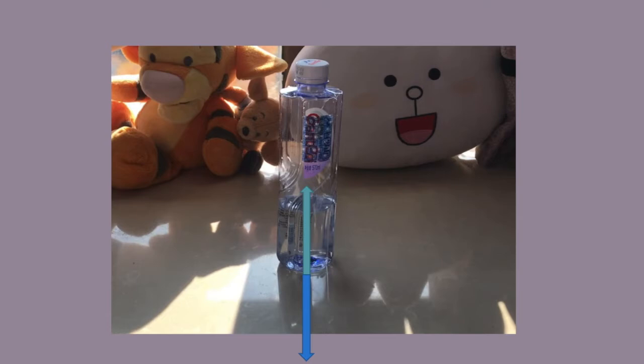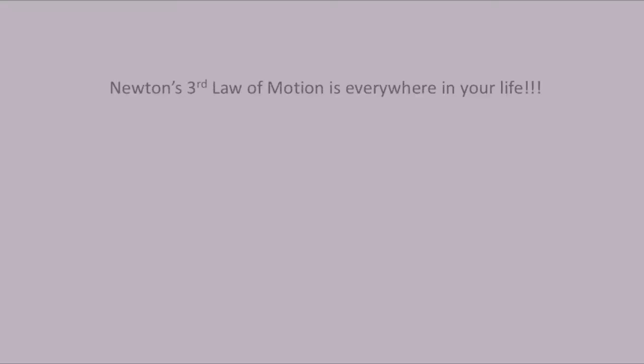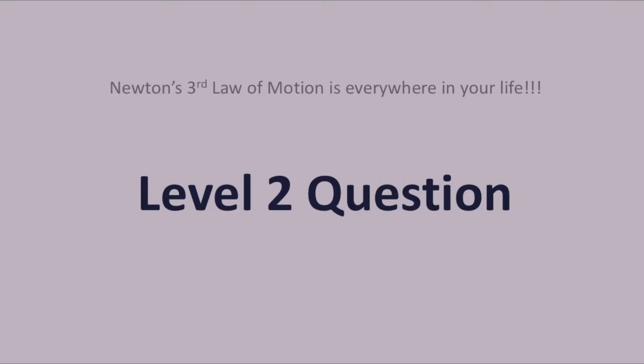The force from the water bottle acting downwards is the action force, and the one acting upwards from the table is the reaction force. These two forces act respectively on different objects, which are the water bottle and the table, and have the same size with opposite direction. Therefore, we call them a pair of action-reaction. This is a casual example, and keep in mind that Newton's third law of motion applies to a myriad of situations in your life. Here comes a level 2 problem.